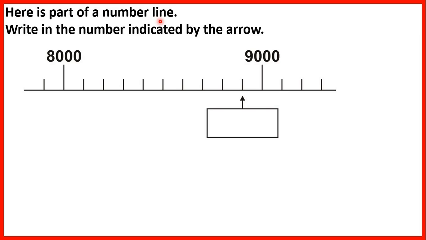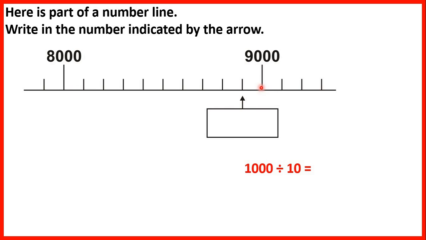Here is part of a number line. Write in the number indicated by the arrow. So we have 8,000 and 9,000 labelled, but we need to know what each of these little lines represents. To get from 8,000 to 9,000, we have 1, 2, 3, 4, 5, 6, 7, 8, 9, 10 jumps. So we can work out what each of these little lines represents by dividing 1,000 by 10. That's 1,000 because the difference between 8,000 and 9,000 is 1,000.